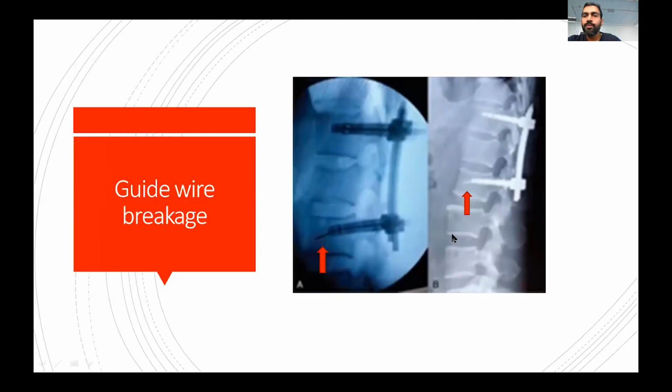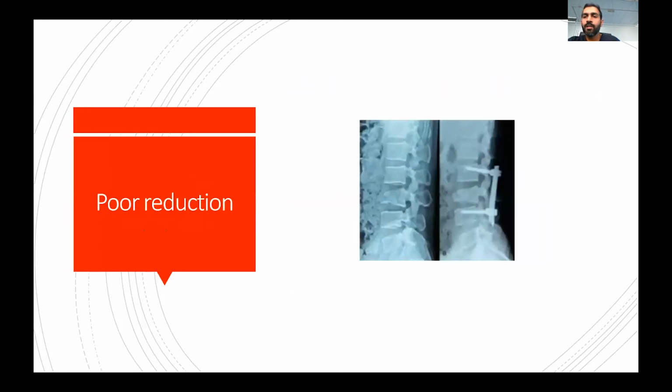So this is the complication that I was telling you before, the guide wire breakage. If there is a breakage of a guide wire, then it is very difficult to remove it. So we can put the screw over it and leave the guide wire as such. We can also have poor reduction. To counter this, we can put a screw in the fractured vertebra as well.